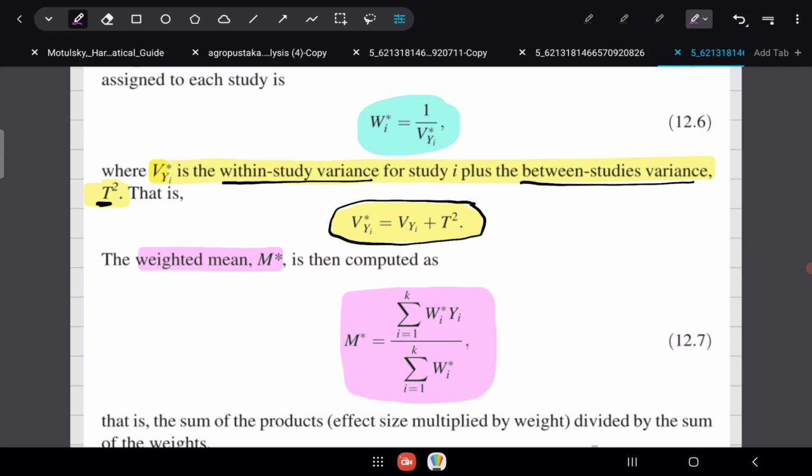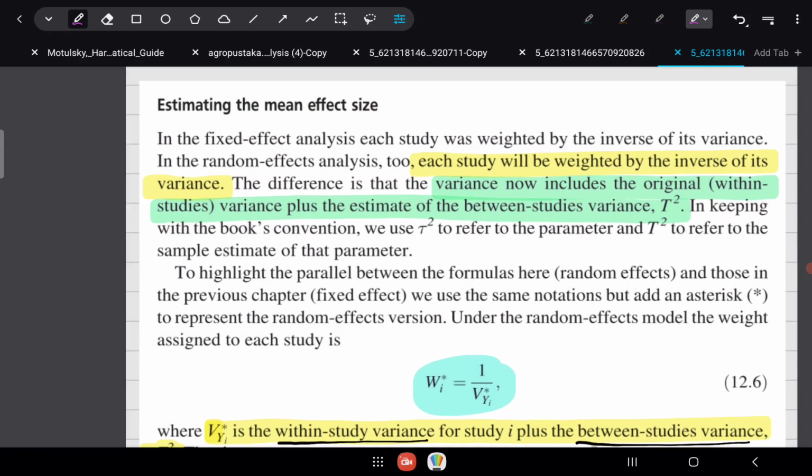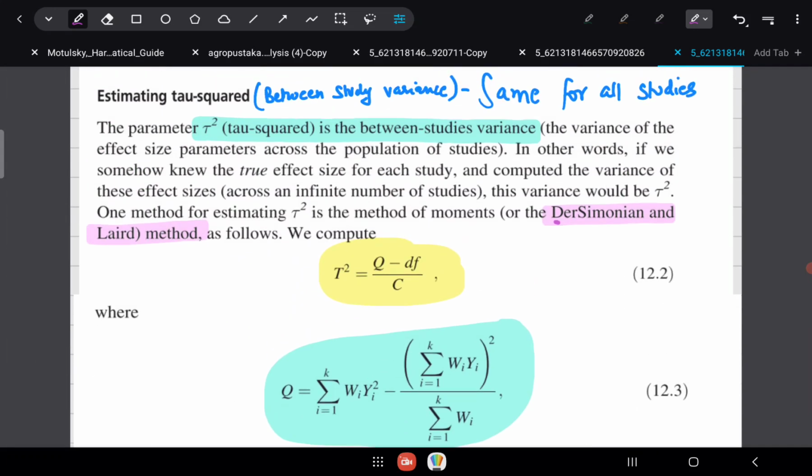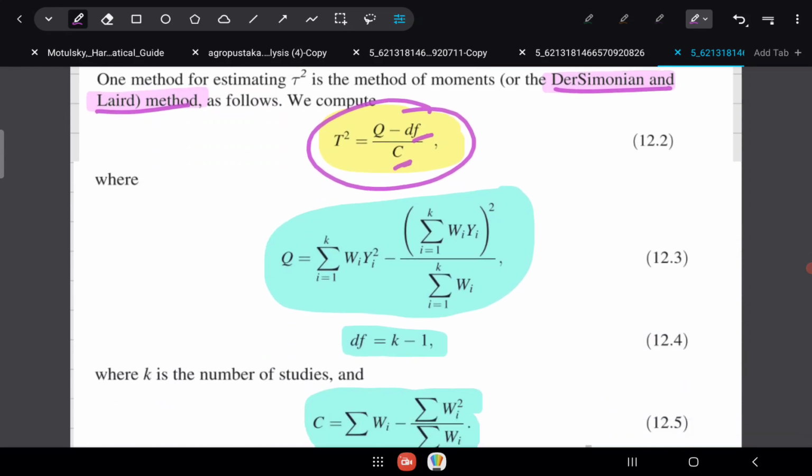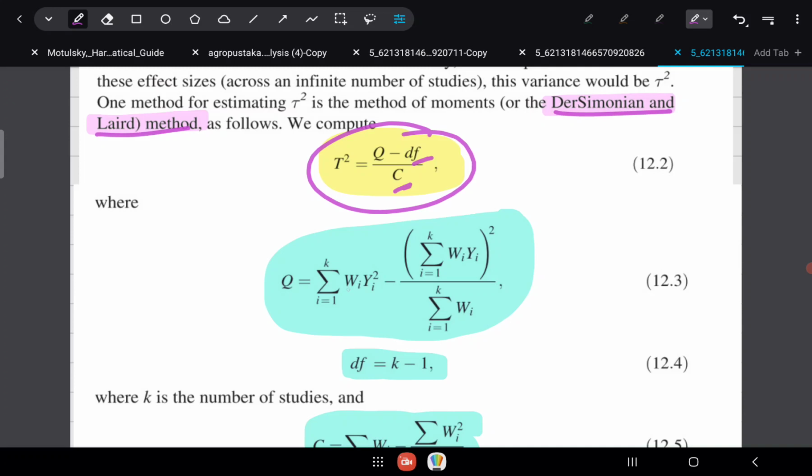So there are several methods of computing the between study variance. The method that we'll be using in our examples today will be the DerSimonian and Laird method. This is how we compute the between study variance using this method. The formula is Q minus degrees of freedom divided by C. So what is Q? Q is the summation of W Y squared. W will be the weights of the study based on fixed effect modeling. So first we'll assign the weights according to this formula. Weight is the reciprocal of the within study variance.